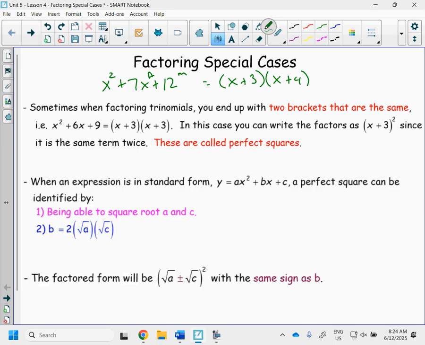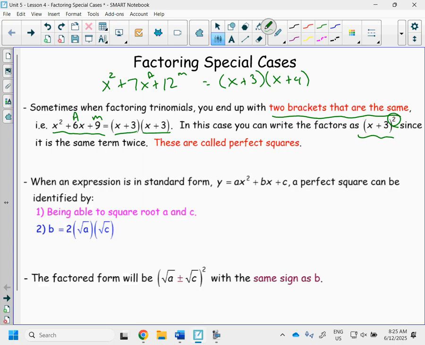But sometimes you want to put two brackets that are the same. So for example, we had x squared plus 6x plus 9. Things that multiply to 9 add to 6. What's 3 twice? 3 and 3. If you get that, we can rewrite that as the same bracket twice by putting a squared on it. If that happens, we actually call these things perfect squares. The same bracket twice.